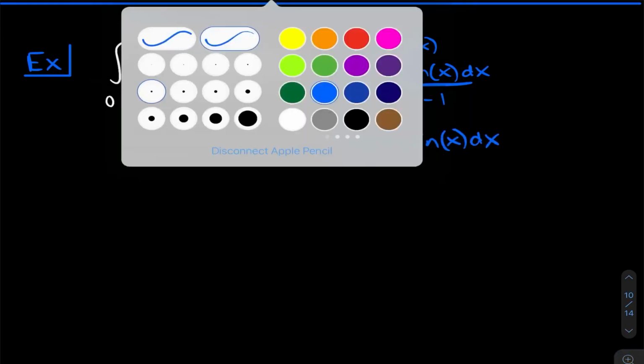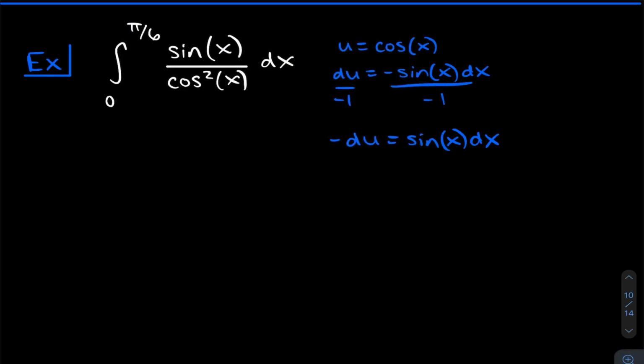So making this substitution before we worry about any of our bounds here, we're going to get the integral of negative du, that's where the sine of x dx goes, and that's going to be over cosine squared of x. This is a cosine of x, that's u, so cosine squared x is u squared. Another way to write this would be negative 1 over u squared du. It's a little easier to look at it that way, in my opinion.